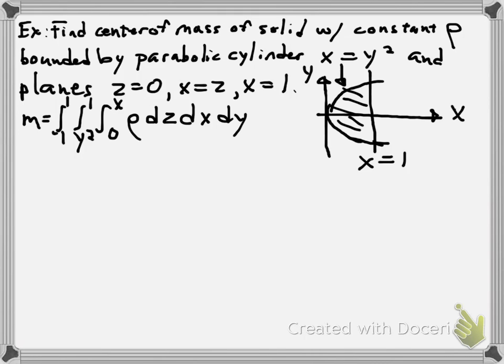And in computing this integral, the antiderivative of the inside is rho z, and then if we plug in x and 0, we end up with simply rho times x, and then we integrate dx dy.